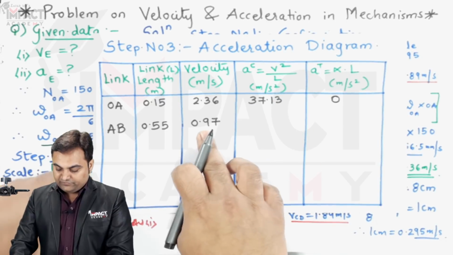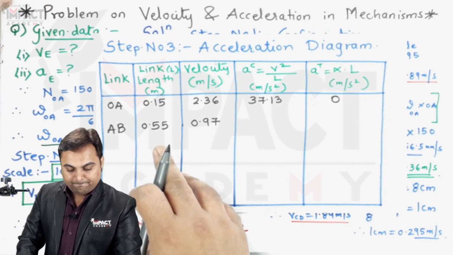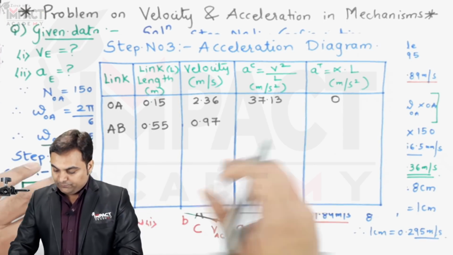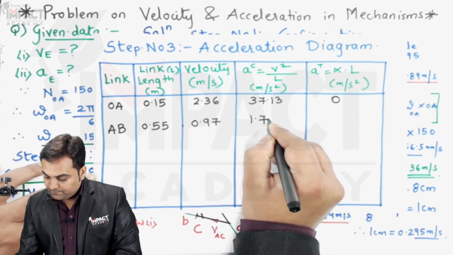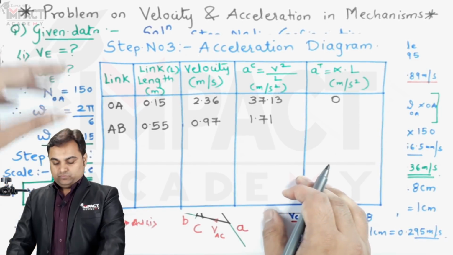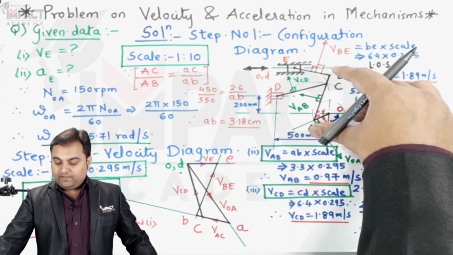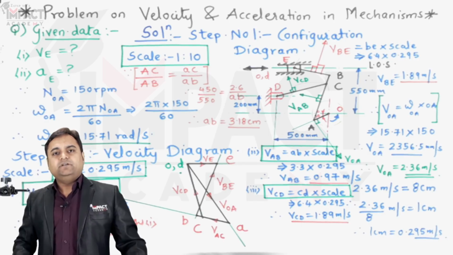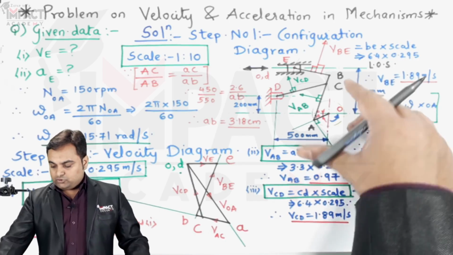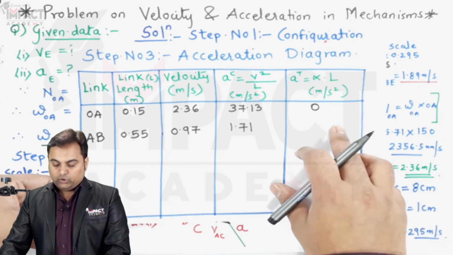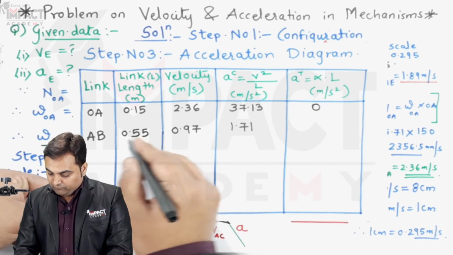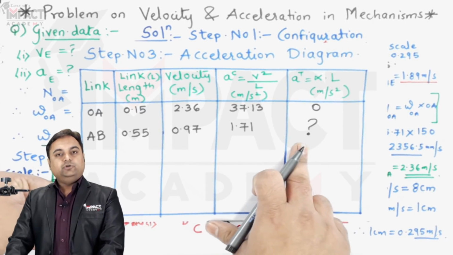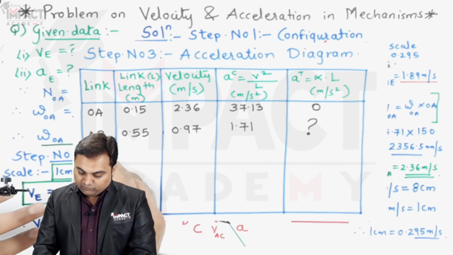Centripetal acceleration, velocity square divided by link length again. It is 1.71 meter per second square. Now for link AB, here also we don't have the angular acceleration given, but it will be present. So right now we don't know the magnitude or the value of tangential acceleration for AB. So I am writing a question mark here because this value we don't have right now. Then I would be going further.